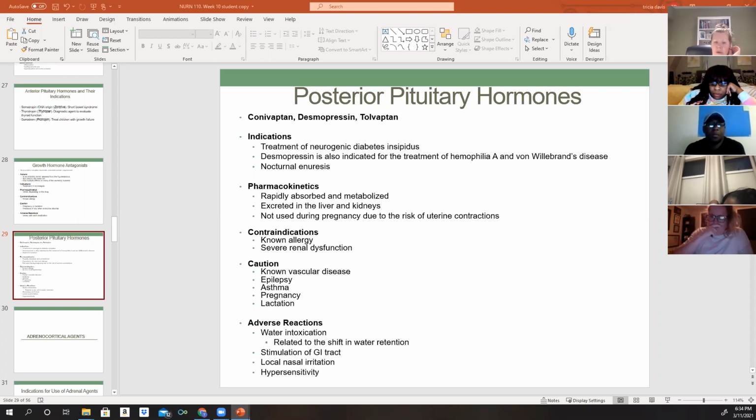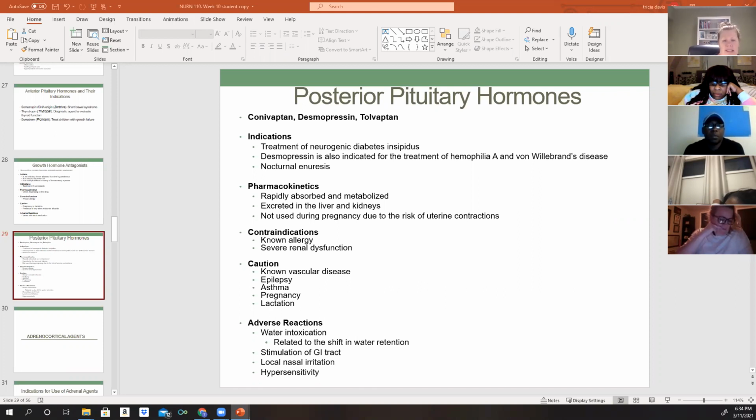We also use this to treat patients that have hemophilia A. Hemophilia A is a clotting factor disorder, which causes the patients to be at risk for increased bleeding. It messes with their ability to be able to clot properly. And then we also give it to patients that have von Willebrand's disease, which is also another bleeding disorder. And then nocturnal enuresis, we would give it to them as well.